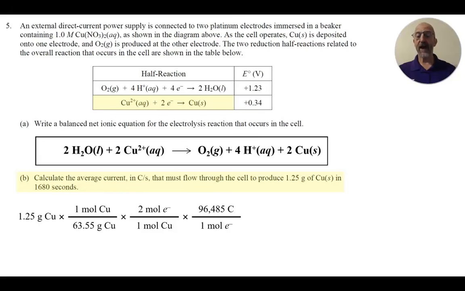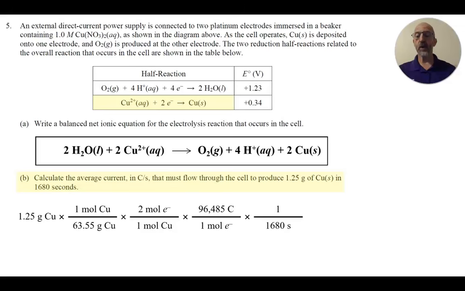So if I do the math right now, I would get coulombs. I need coulombs per second. So my last conversion factor will be seconds on the bottom. So I've got 1 over 1,680 seconds. And now if I pick up my calculator, the grams of copper will cancel out. The moles of copper will cancel out. The moles of electrons will cancel out. And I will have units of coulombs on top and seconds on the bottom.